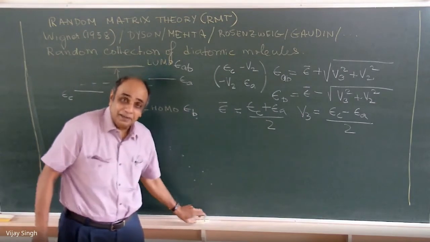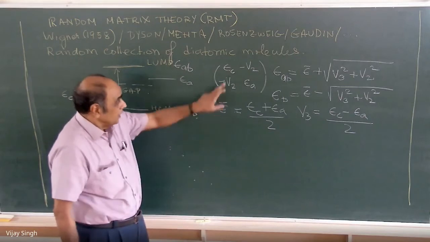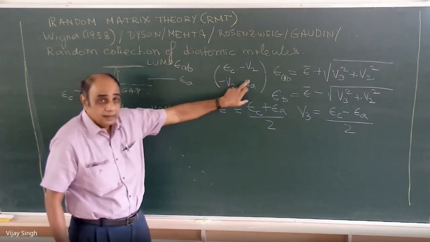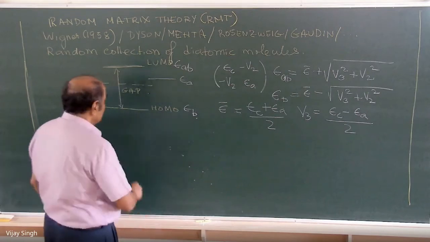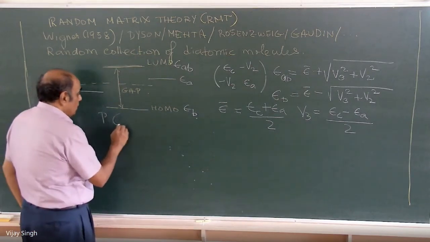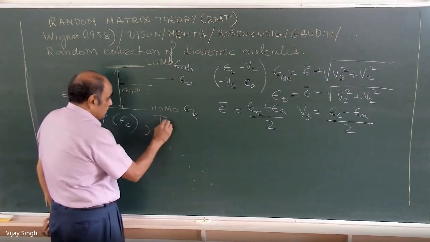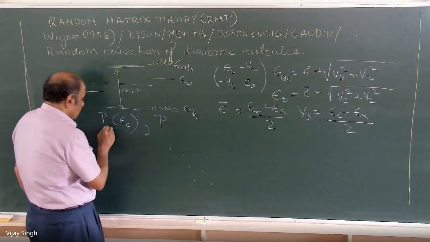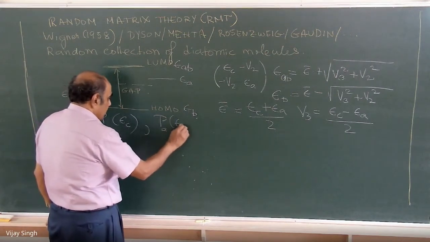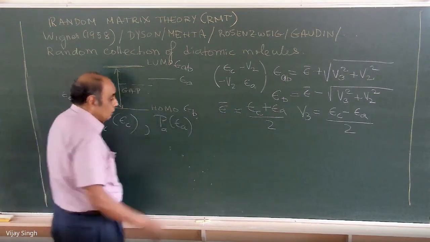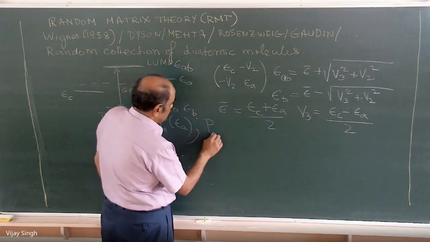Okay. So, now what is the question? What is this random matrix theory all about? Random matrix theory will say that as far as epsilon C, epsilon A and V2 are concerned, these matrix elements are random. So you have a probability distribution of epsilon C, another one, say, for epsilon A, and a probability distribution for V2.